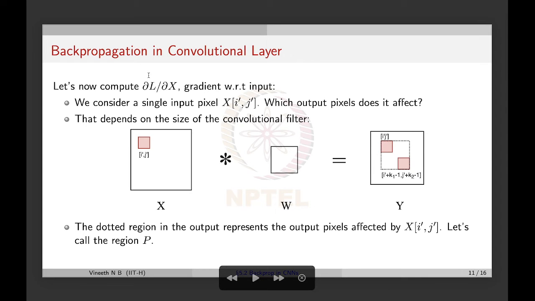So now I want to compute dou L by dou X, and let us see. Say I pick this location I prime j prime, so this dou L by dou X should be a function of dou L by dou Y, right, through W. So what all pixels does this location affect in my output? We saw that for every weight value I took, it affects all the values in Y, irrespective of its location. So does the same thing apply for dou L by dou X as well? Does this location I prime j prime affect the output in Y at all locations?